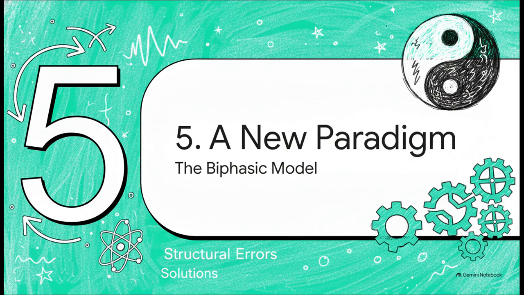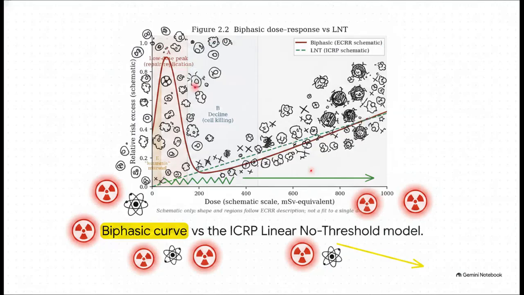Section 5. A new radiation paradigm, the biphasic model. A massive part of this new paradigm is rethinking the dose-response curve itself. The conventional linear no-threshold model assumes risk just goes straight up as dose increases. But the ICRP replaces this with a biphasic curve. The source argues that very low doses actually trigger a sharp peak in cancer risk. You might be wondering why. Well, it's because low doses mutate highly sensitive, actively replicating cells.